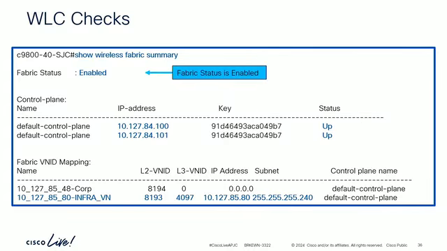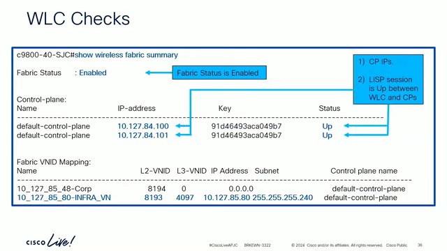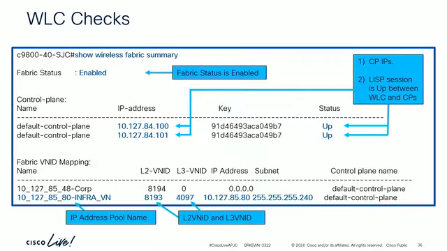In this command, show wireless fabric summary, we can see if fabric is enabled or not, and if LISP sessions are up between the WLC and the CPs. And not only that, here it is very important: if the VLAN to VNID mapping is done, and it has the corresponding L2 VNID and L3 VNID along with the IP address pool. So this is something which we need to take note of. Here it is for the AP pool. The one above is for the client pool. We will see that when we look at client onboarding. So these are some of the things which we need to look at.